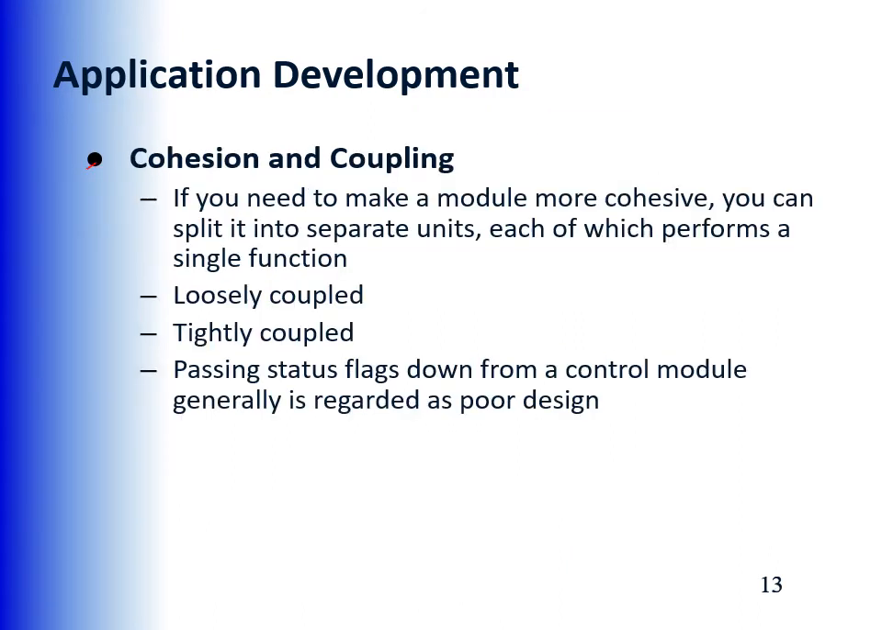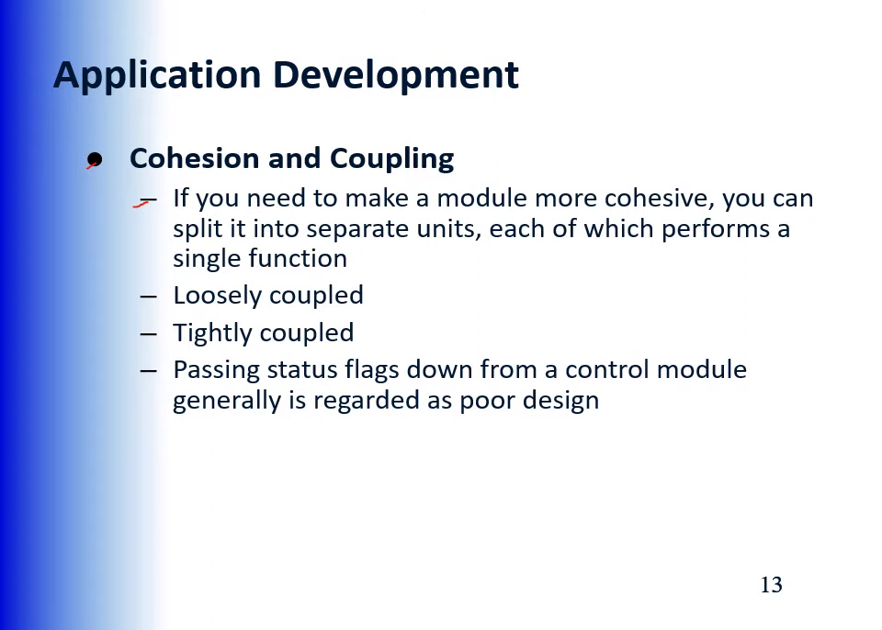Cohesion and coupling are important tools for evaluating the overall design, right? If you need to make a module more cohesive, you can split it into separate units, each of which performs a single function, right? Basically, a cohesive module is much easier to code and reuse.